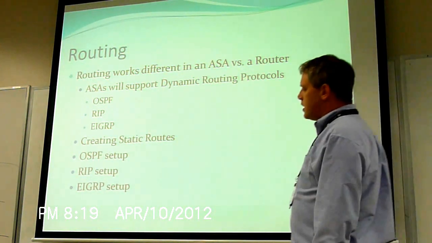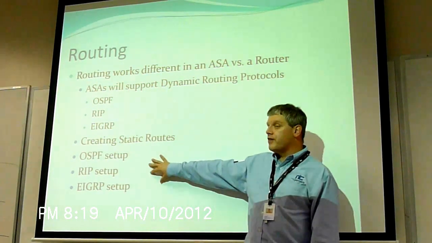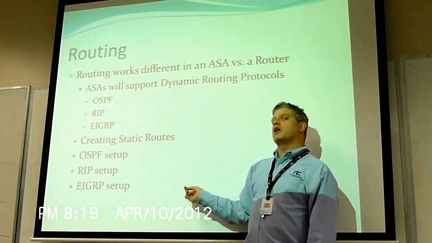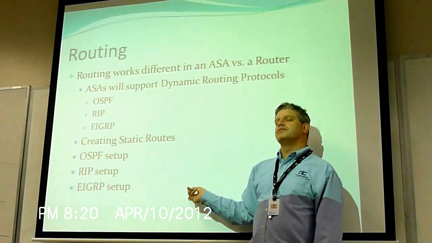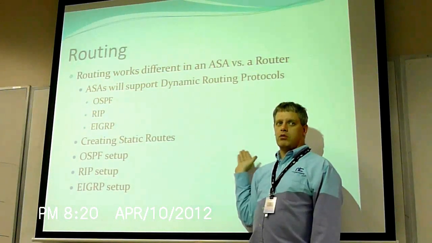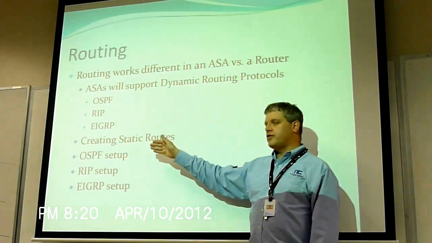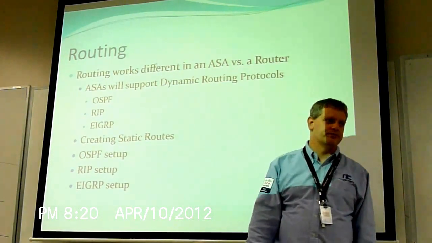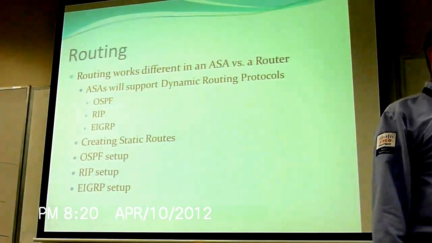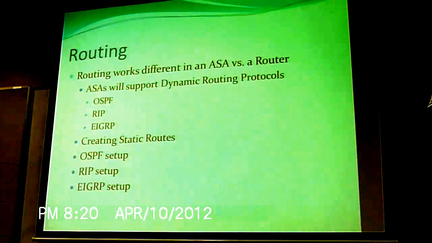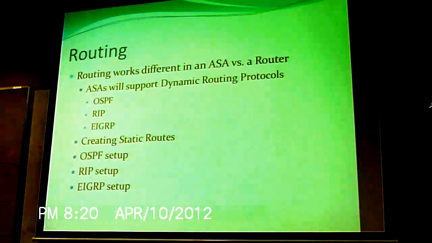OSPF setup, RIP setup, and EIGRP setup are very similar, but instead of going into a router mode like you would in a router, you just give it an OSPF network block instead of having to define your area and everything else. It's all done on one line instead of multiple lines. We're not going to do any dynamic routing with the ASA in this class. Everything we do is going to be with static routes. Okay?